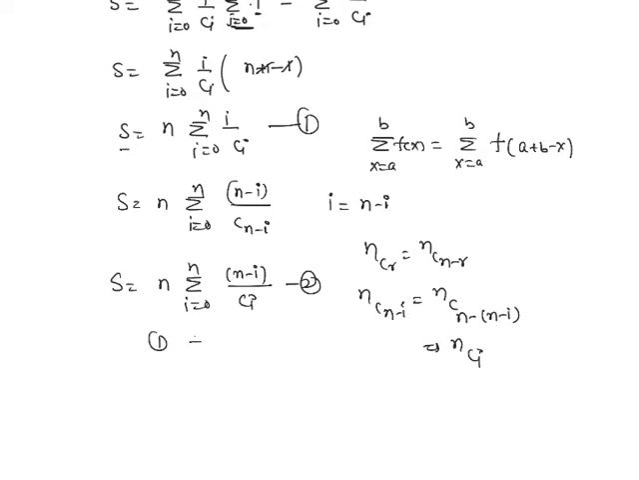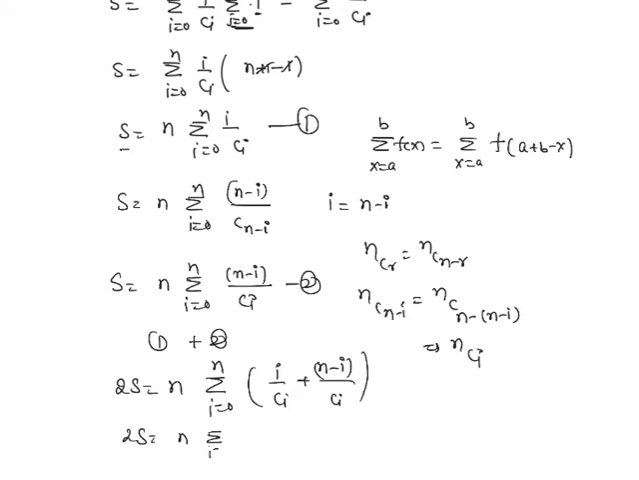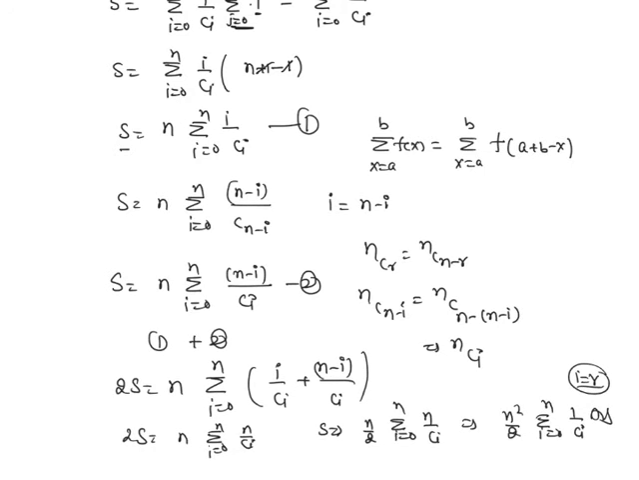So if I take 1 plus 2, then what we get? 2S equals n outside, sigma i equals 0 to n, i divided by nCi plus n minus i divided by nCi. So from here we can write 2S equals n into sigma i equals 0 to n, n by nCi. So S equals n by 2 into sigma i equals 0 to n, n divided by nCi. So this equals n square divided by 2 sigma i equals 0 to n 1 by nCi. Instead of i, we can write r. So this will be the proof.